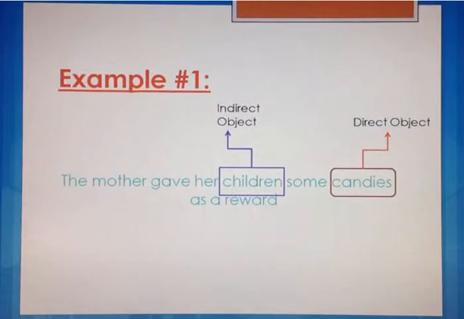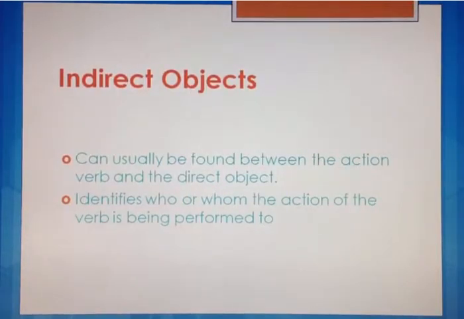The mother gave her children some candies as a reward. The direct object of the sentence is candies, and once you find it, you need to identify the indirect object, which is the person or thing on the receiving end. So in this sentence, the children are the indirect objects because they are the ones getting the candy from their mother. An indirect object can usually be found between the action verb and the direct object.